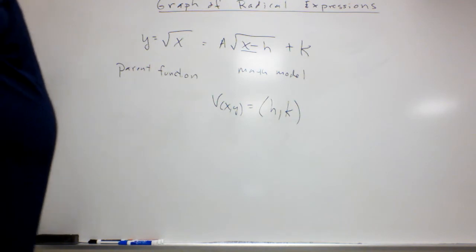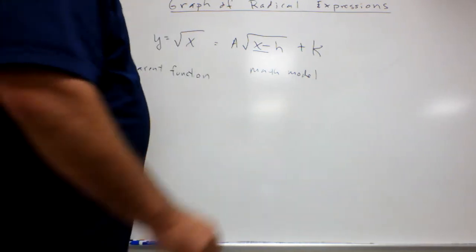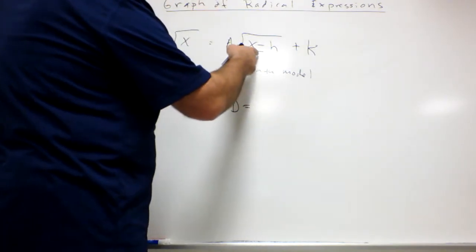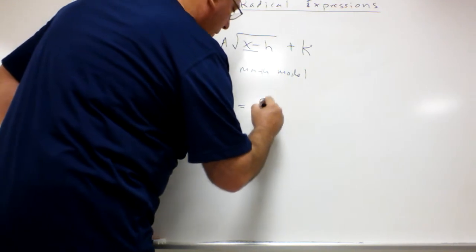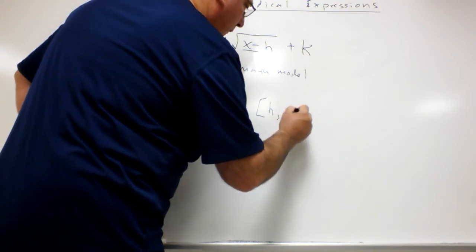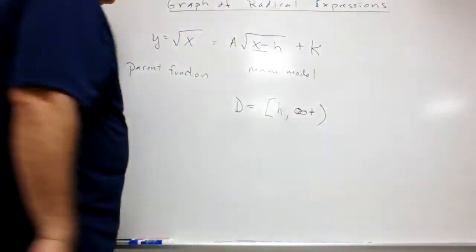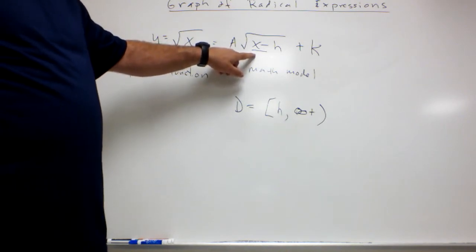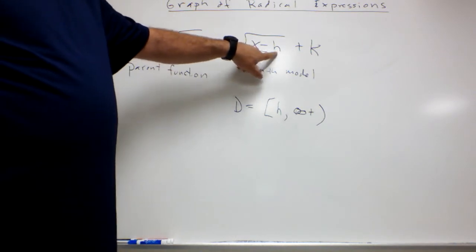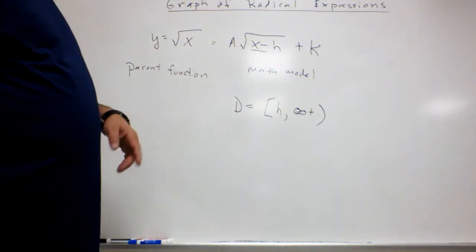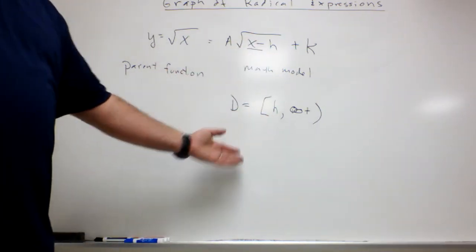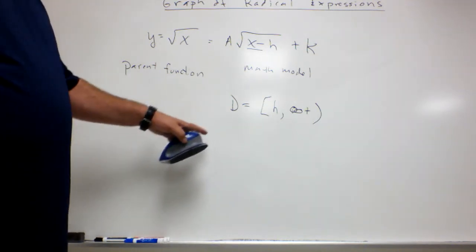From here, we also need to define the domain and the range. The domain of the function is all real numbers greater than or equal to h. So the way we do that is we write h first, and then we write infinity going positive. Because remember, we cannot take the square root of a negative number, so we want to take all of the numbers that are h's value or greater. You'll find out why as you try some of these, that h has to be the lower limit. And that's the domain.